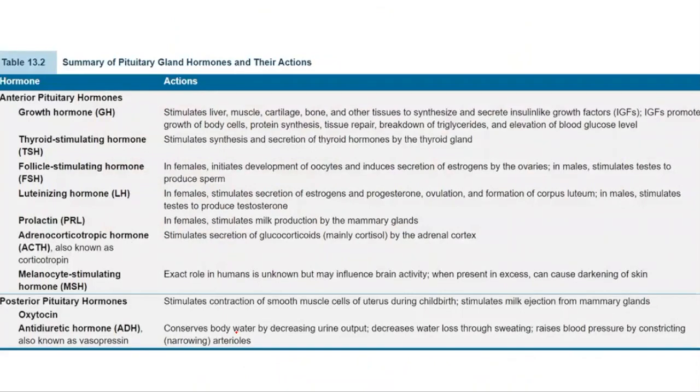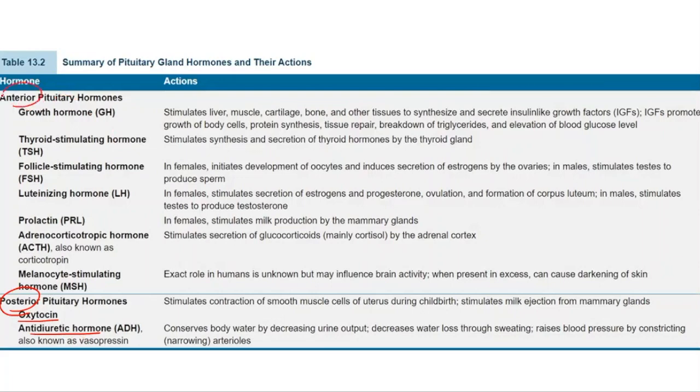Here's a list of hormones that are produced by both the posterior pituitary and anterior lobe. Let's start with a simpler one, posterior lobe. So we have talked about oxytocin and antidiuretic hormone. These are produced, again, by the hypothalamus. They travel directly into the posterior lobe and they act on the target organs.